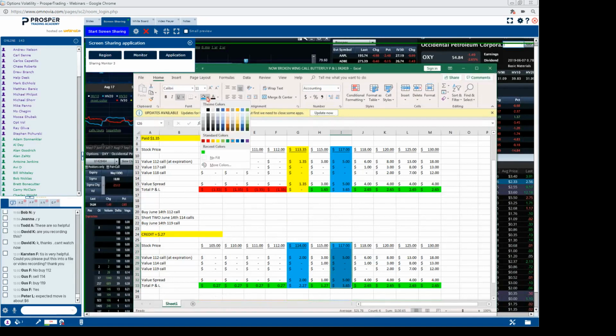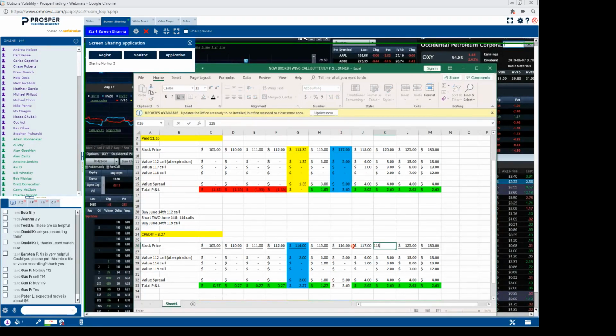But watch what happens here. Let's change this to 116, then 117, then 118, because I want to really break this out for you guys to see what happens here. Okay, at 115 we got that. At 116, these are worth 4. These are worth 2 each. The 119s are still worth 0.